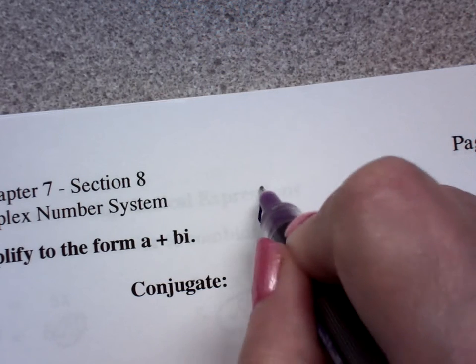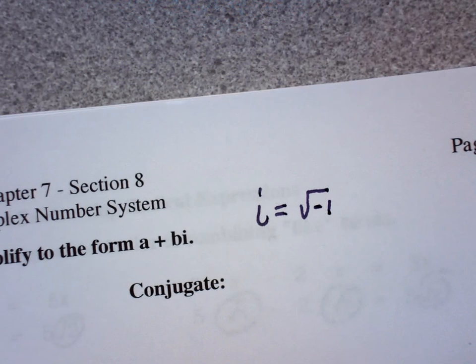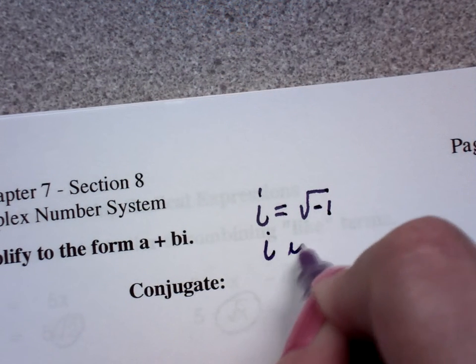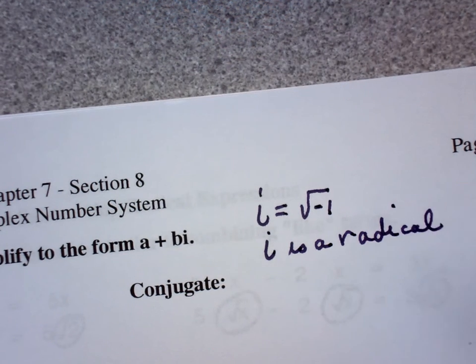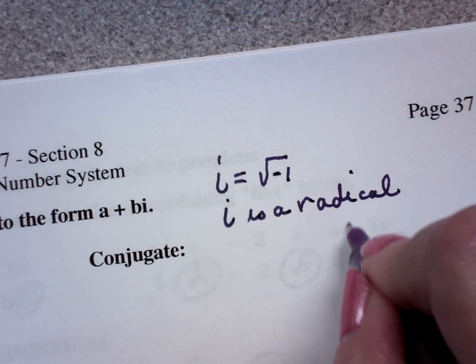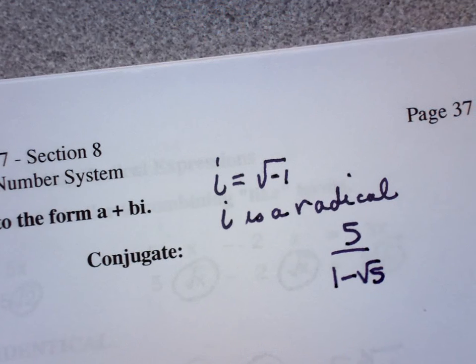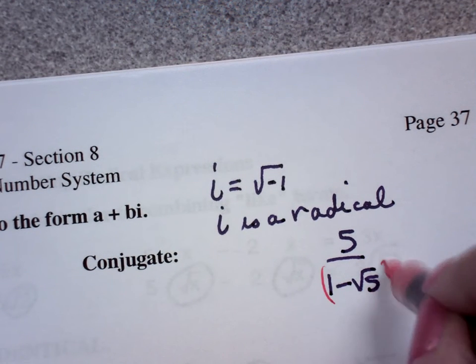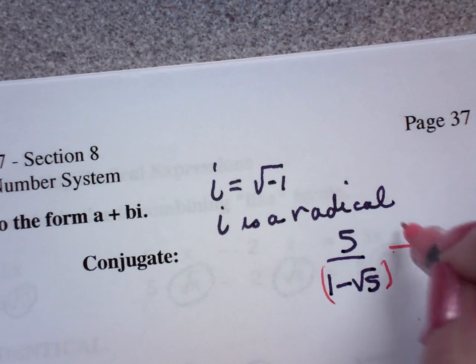Now, this is what we have to come back to. I is the square root of negative 1. I is a radical. And remember, when we were rationalizing the denominator, what did we do? We multiplied by who? What is he called? Begins with a C. Conjugate.